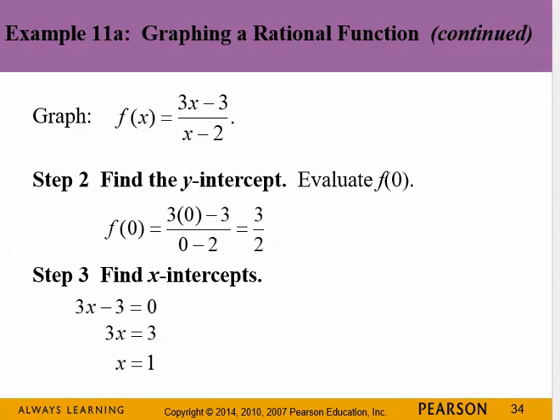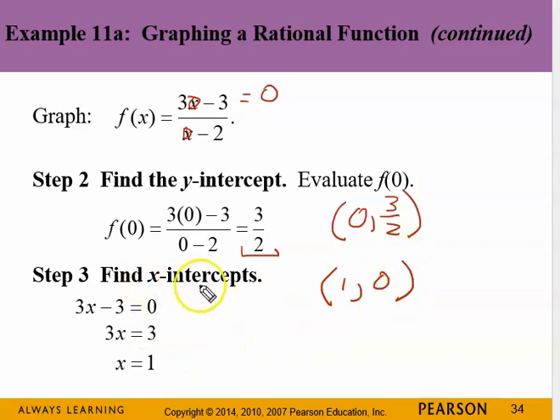Here we're asked to find the y-intercept. Well, remember if x is 0, this becomes a 0, this becomes a 0. We get negative 3 over negative 2. So this is our y-intercept, and that would be written as 0, 3/2. Now to find the x-intercept, we're going to say y is 0. And when we do that, we get that x is a 1. So there's our x-intercept.